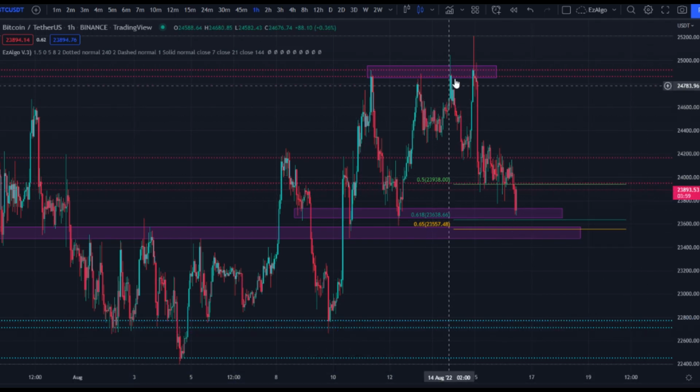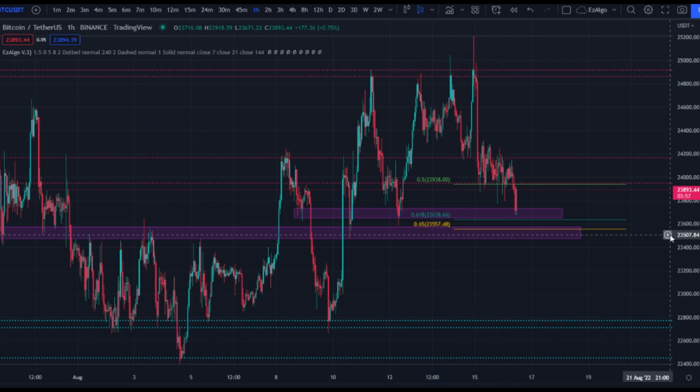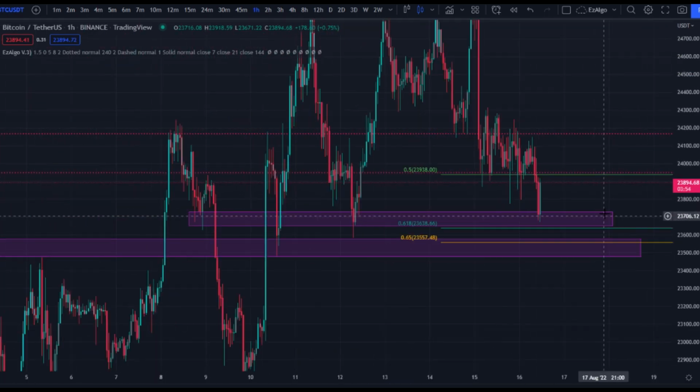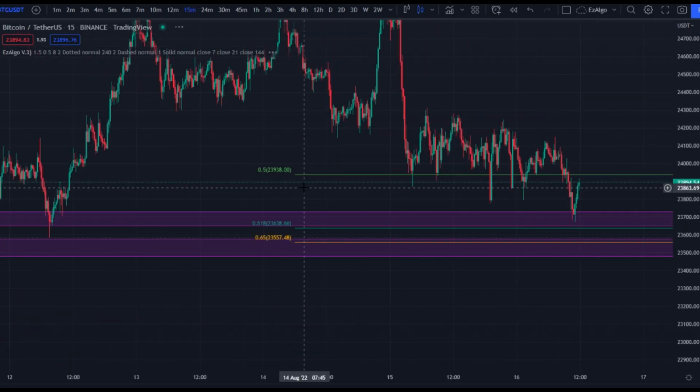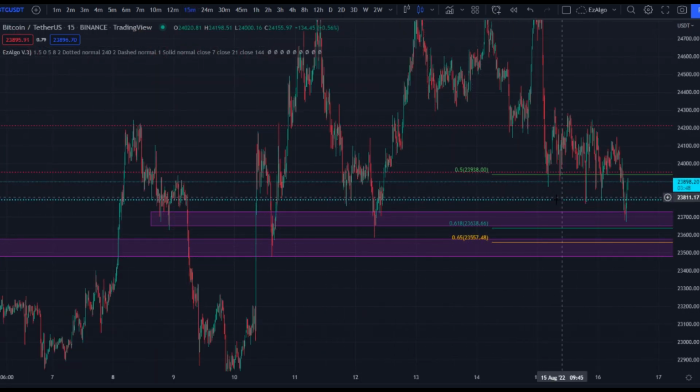So now that we know that those levels are there to stay, we can remove the rectangles, and now we have a pretty clear idea. We also have some zones right here, and I'm sure if I went down to the 15-minute time frame, these would also be support levels down here.